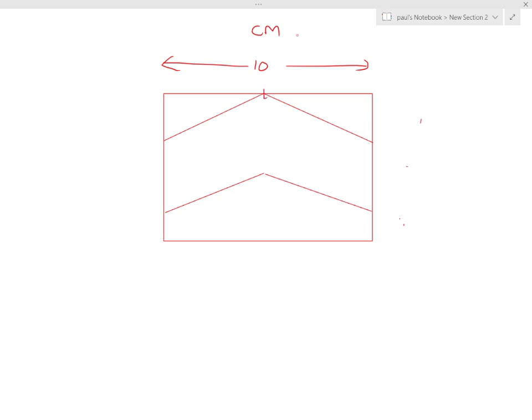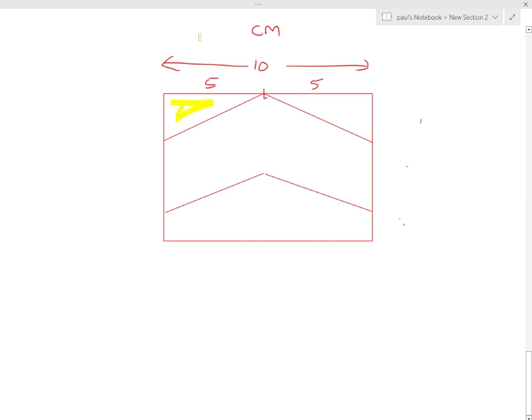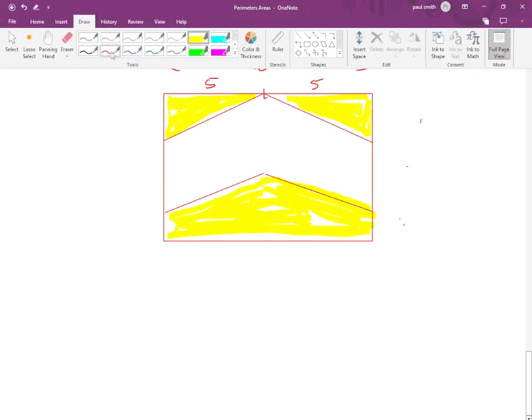This is in the middle, so it means that we've got 5 there and 5 there. And our task is to find the area of all of that. Not that bit that's gone over the line, but all the yellow bits. I could have just done stripes, it would have been much easier. All the yellow bits. Right, so how do we do this? Well, we need some more information. That's just not enough, is it?